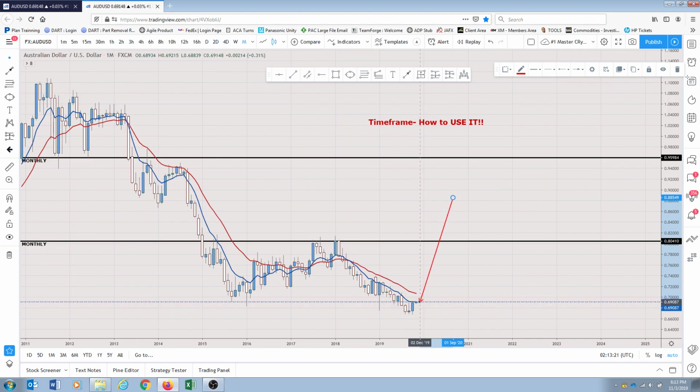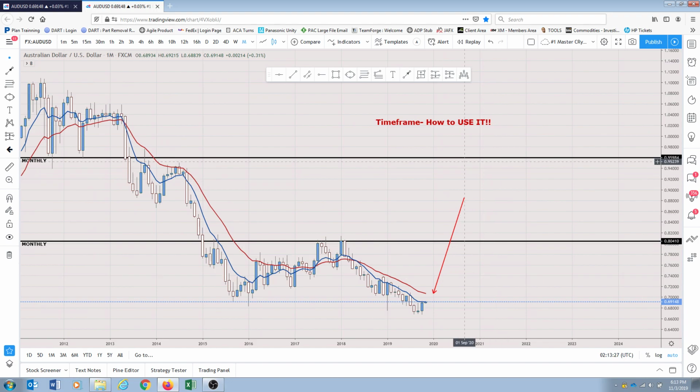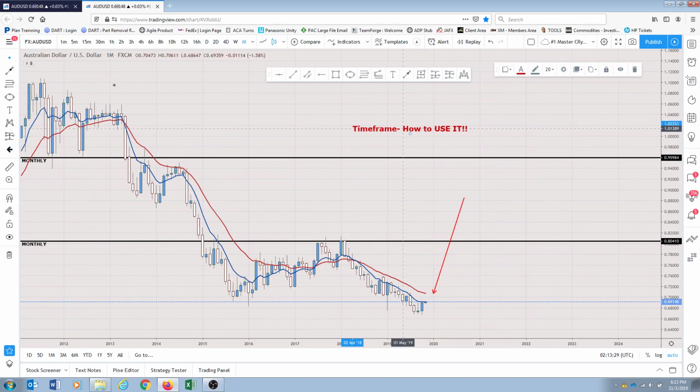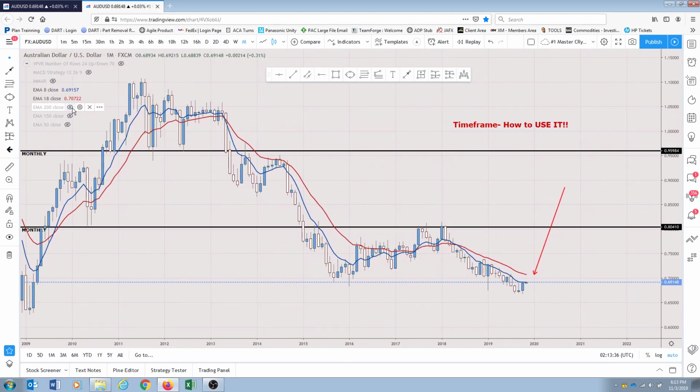I would be watching to see if price continues to rise. So that's what we take away from the monthly chart, okay? And then here, I want you to always be aware of, we're going to add right now the EMA 200. I'm over here on the left, and then we're going to add the EMA 50.